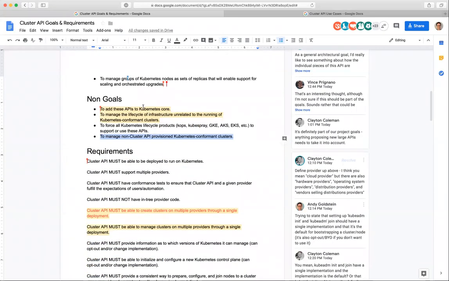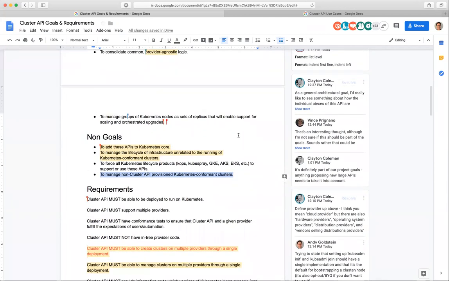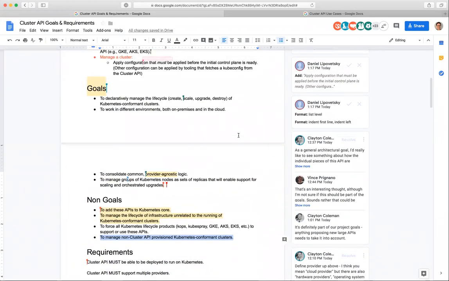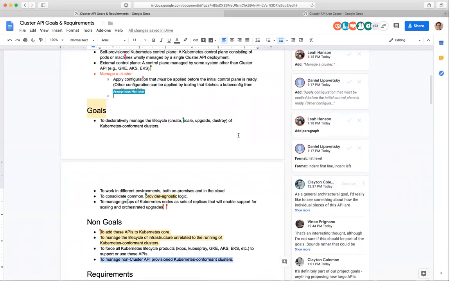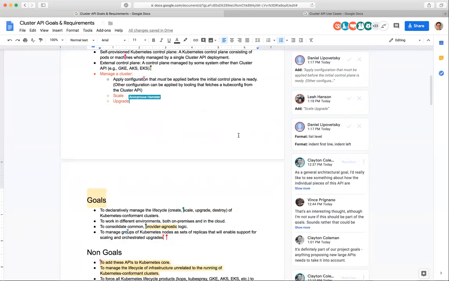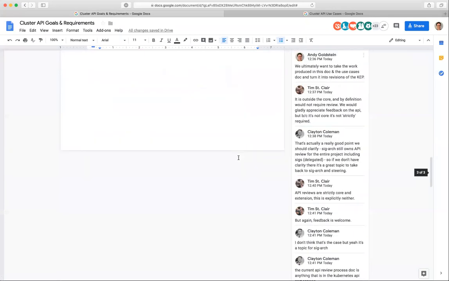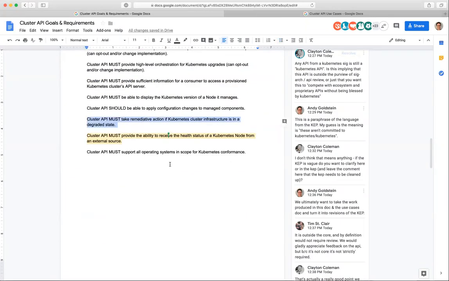Okay. So I have another, sorry, thanks, Wilson. I have another verb that we might want to add here, which is maintain. Because if we do still have this idea of a machine set or whatever that becomes, that if a node goes away for whatever reason, the VM is deleted or the hardware is gone, maybe the cluster API tries to figure out how to bring a new node back into the cluster. So if you see the requirement that I have highlighted, cluster API must take remediative action if Kubernetes cluster infrastructure is in a degraded state. I believe that covers what you're saying.